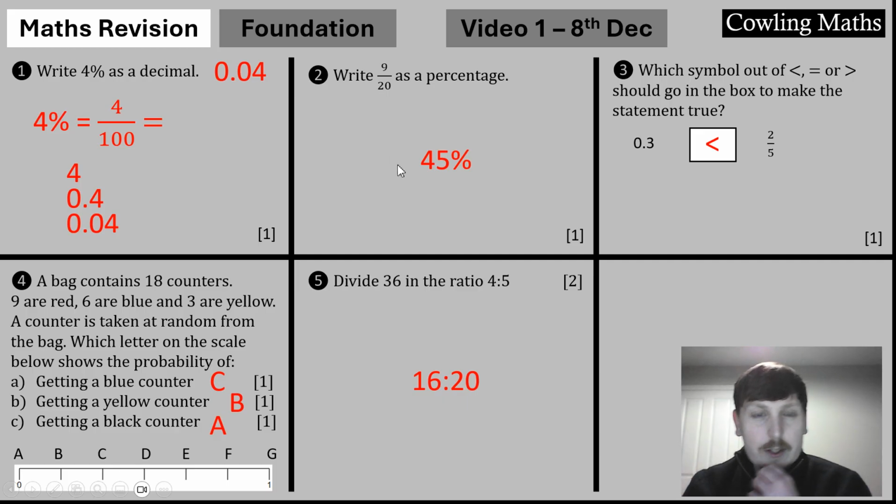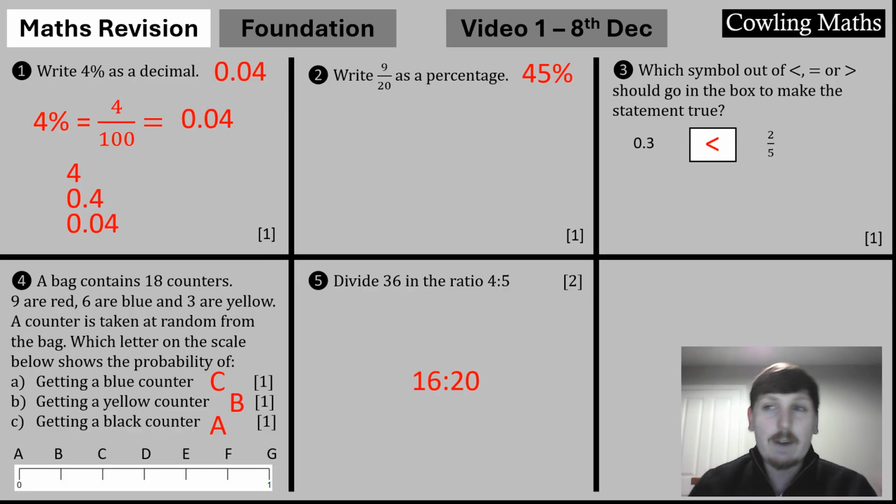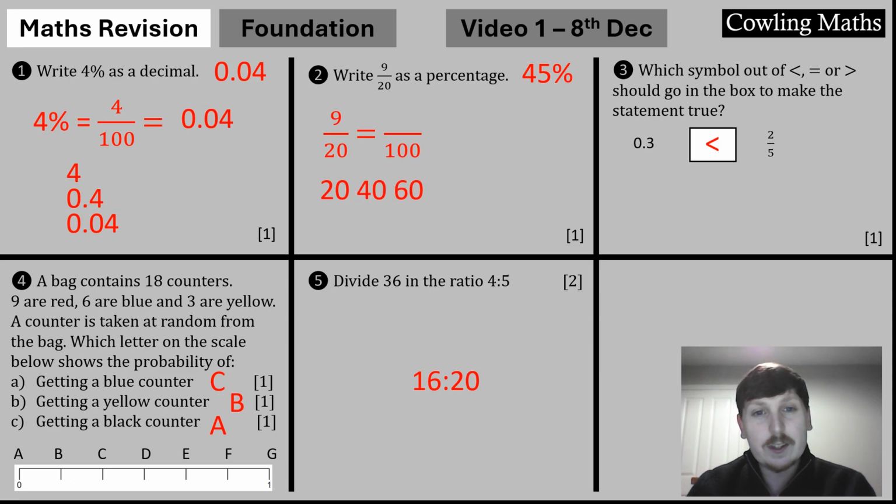Okay? On question 2, to turn 9/20ths into a percentage. First of all, percent means out of 100. So I'm going to try and turn 9 out of 20 into a fraction out of 100. I need to think how many times 20 goes into 100. You might be able to see that straight away. If not, list some 20 times tables. So 20, 40, 60, 80, 100. It fits in 5 times.